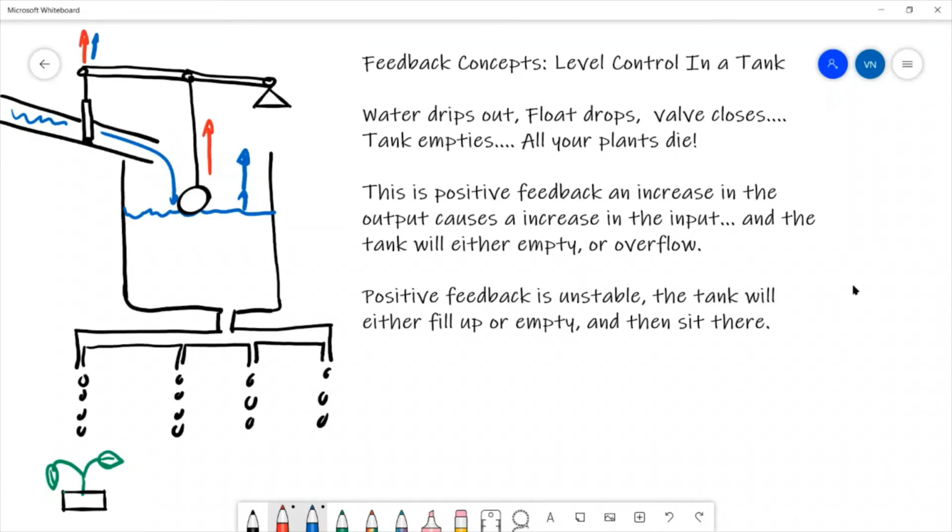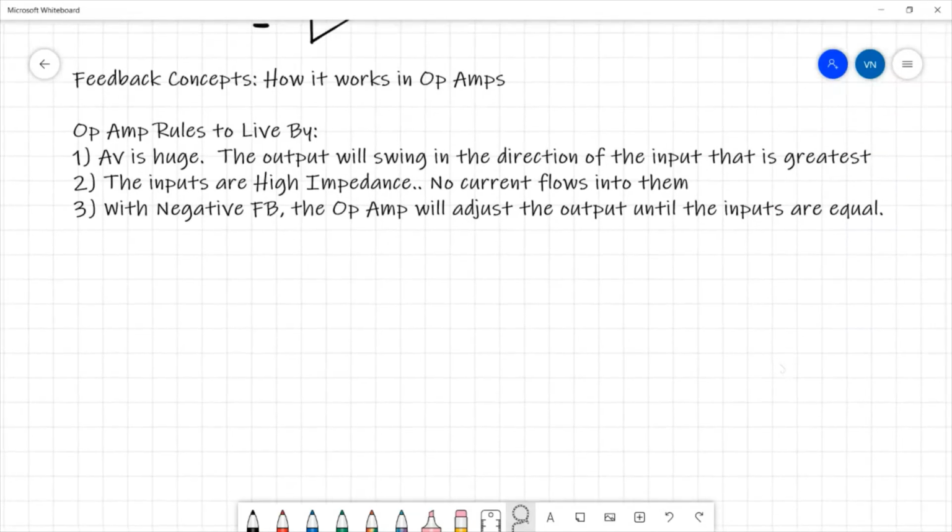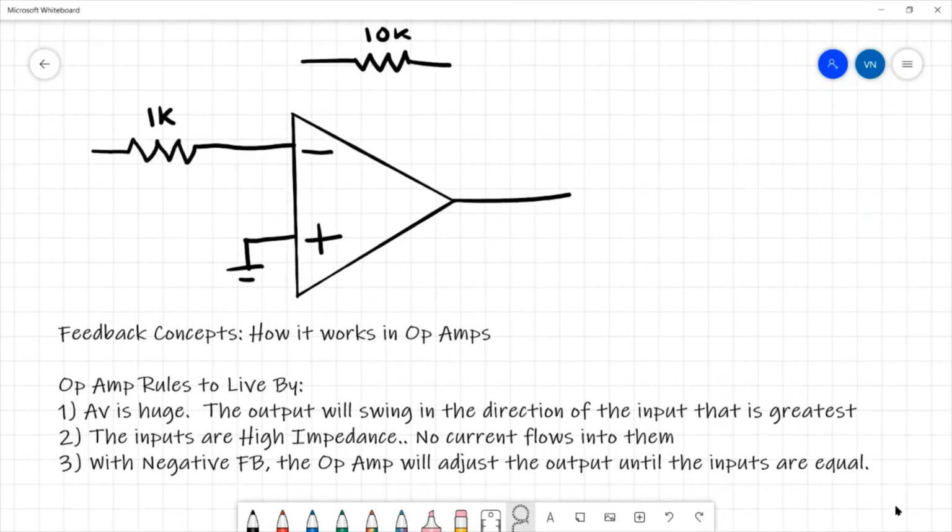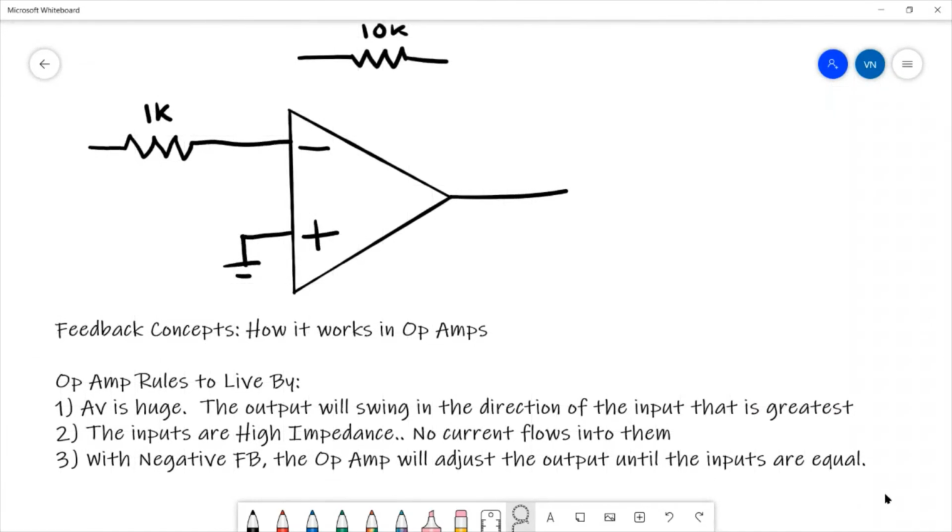So how does this apply to op-amp circuits? Well, let's take a look. But first, let's go over the 3 basic rules of op-amp analysis. Number 1, gain is huge. The output of the op-amp will swing in the direction of the input that is greatest. So what that means is that it will go up when the positive input is greater than the negative. It'll go down when the negative input is greater than the positive input.